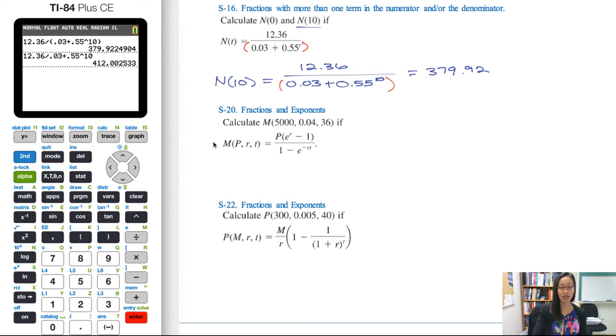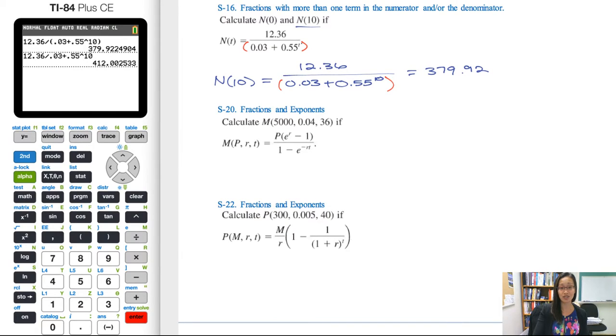Okay? All right. Let's move on to S20. So in S20, same idea. Here we've got a fraction and we've got an exponent here in the denominator and in the numerator. But notice that in the denominator, the exponent has more than one term. So we have to make sure we put parentheses around this entire exponent. So what I like to do is anytime I'm working on a problem like this, before I even start typing it into my calculator, I usually start by putting all my parentheses in at the start, just to remind myself of what I need to type in.